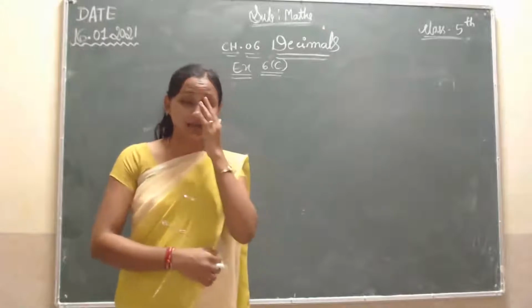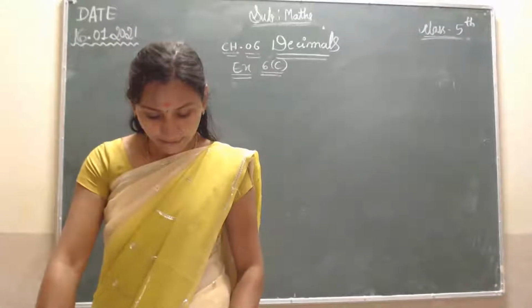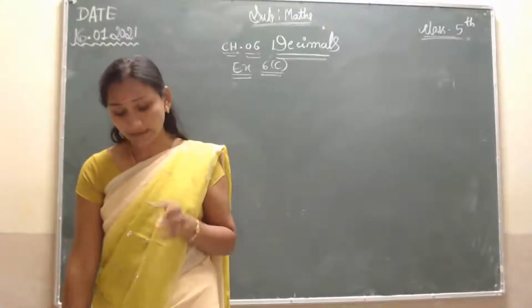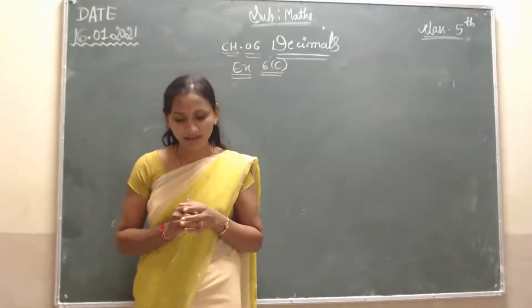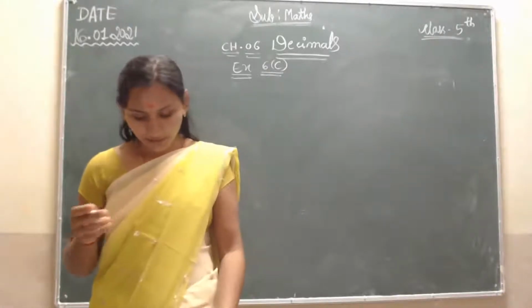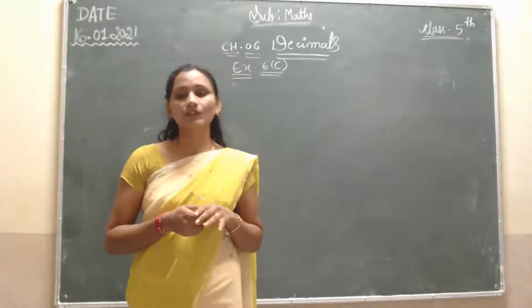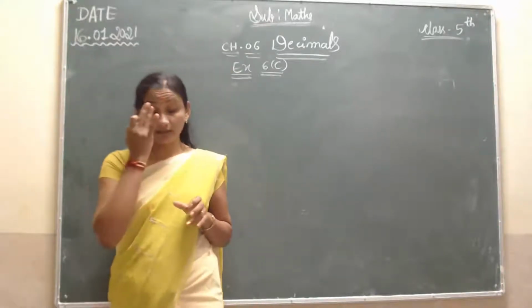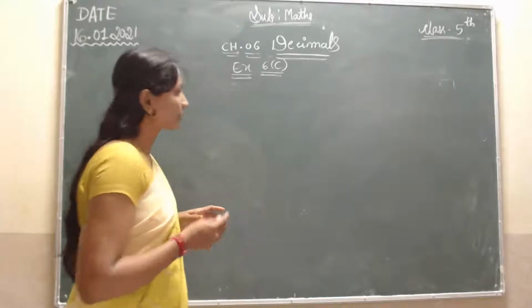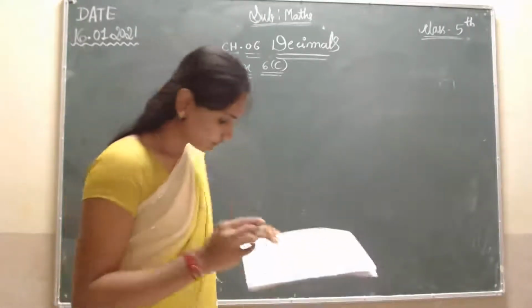In fill in the blanks, students, first you have to recall the basic concept. In the basic concept of decimals, when a decimal number is divided by 10, 100 or 1000, the decimal point will be shifted to the left. Left side means, students, you have to recall this; this is very important. So first you have to see the concepts.